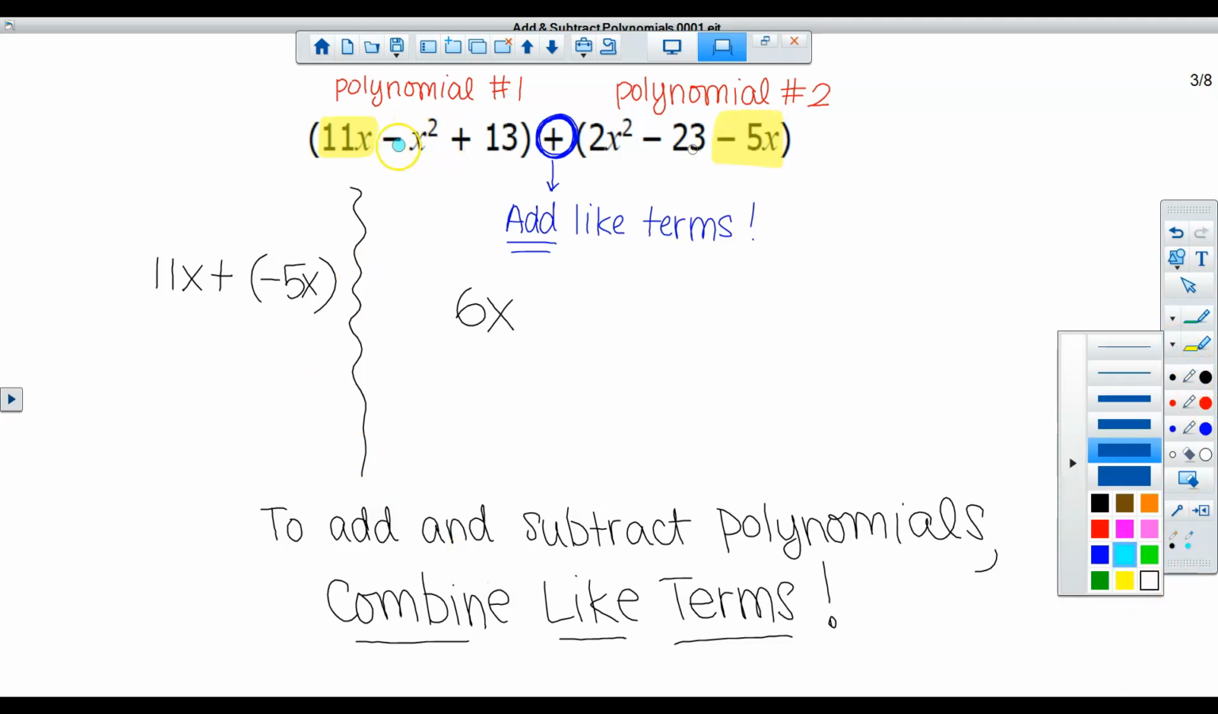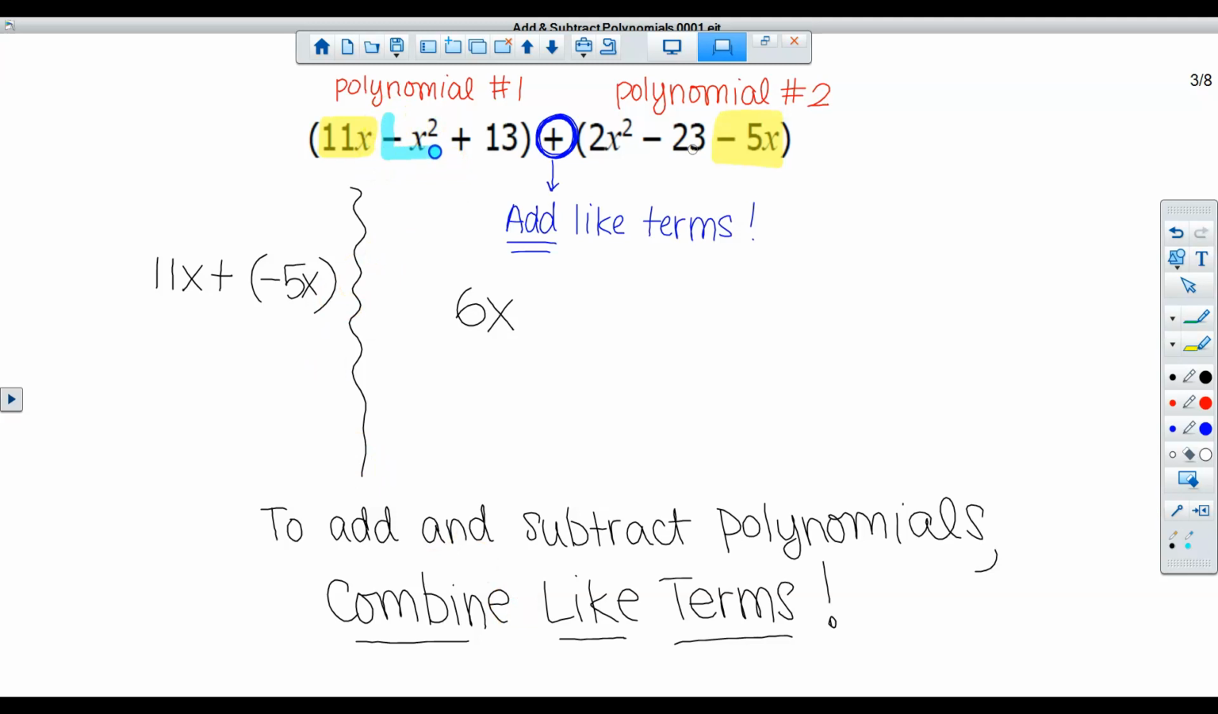So I'm going to go back to polynomial number 1, and I'm going to get the next term. The next term is a negative x squared. Now I know that that means that there is an invisible 1 right there in front of that x squared, so I'm going to write that in there. So this term is negative 1x squared.